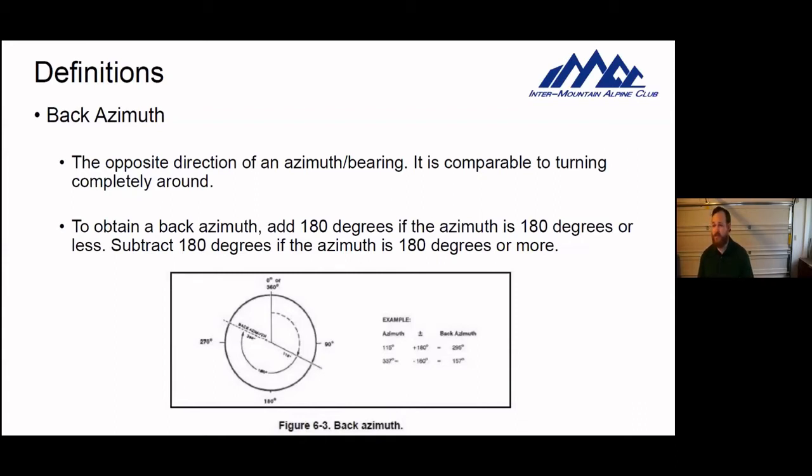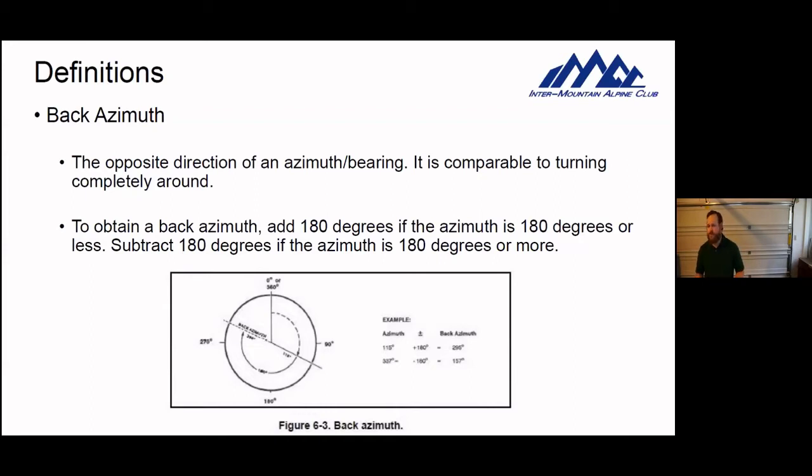I got 2 examples in there. So if you were traveling on a 115 degree azimuth, your back azimuth would be 295 because we added 180. If you were traveling on a 337 degree azimuth, your back azimuth would be 157.